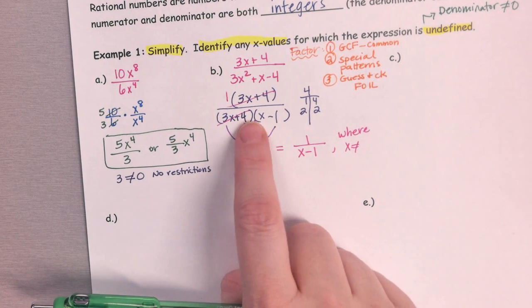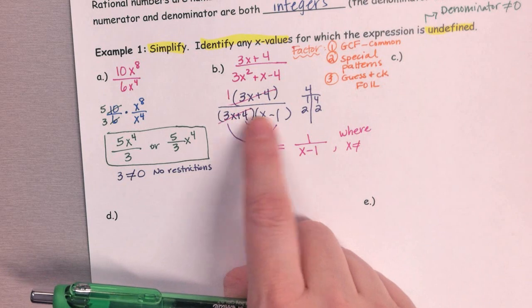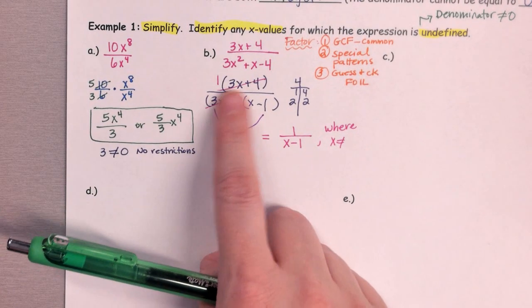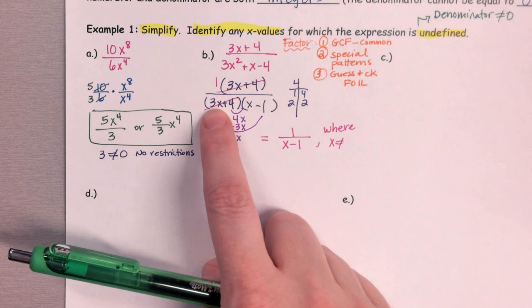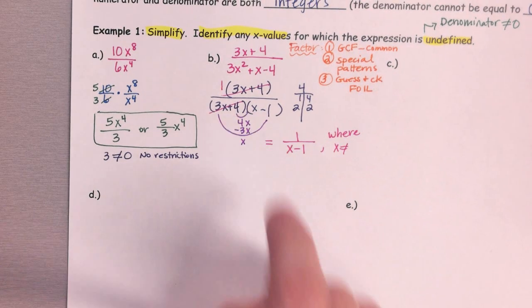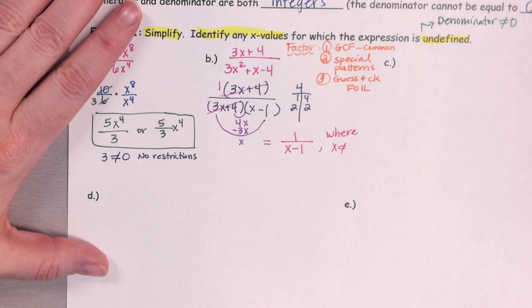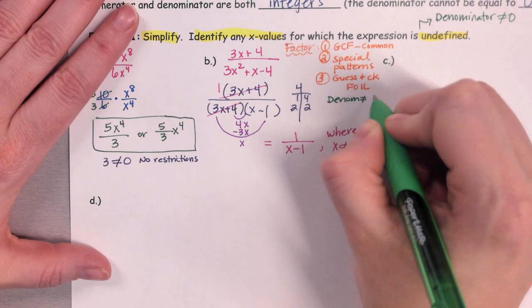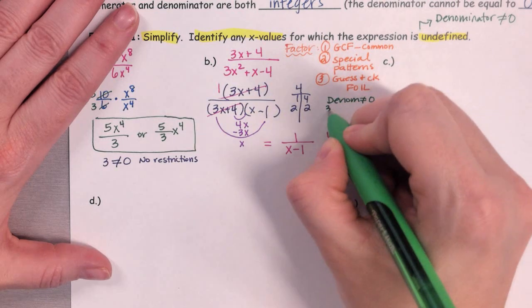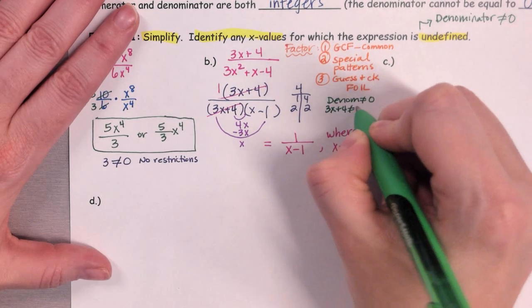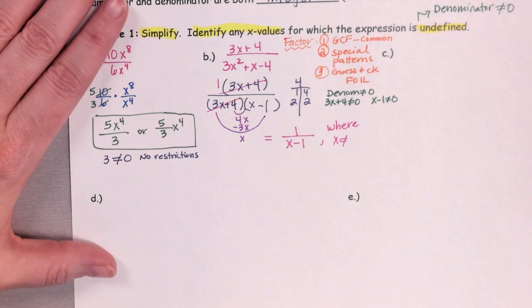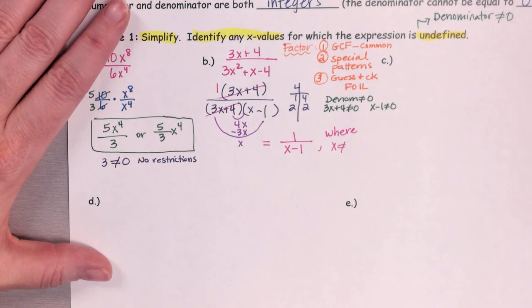Whenever you have your denominator, before you cross those out, you have to make sure you take into account both of them, because you wouldn't be able to cancel those out unless this was not 0. So for the denominator, if the denominator cannot be 0, that means 3x plus 4 can't be 0, and x minus 1 can't be 0. So you have to find both of those values.